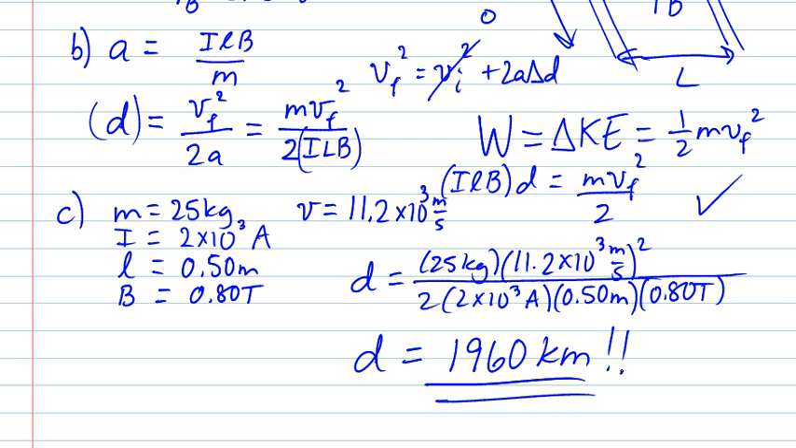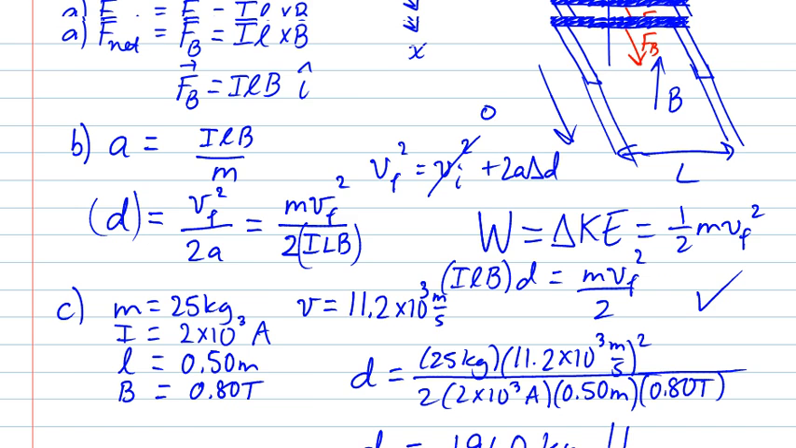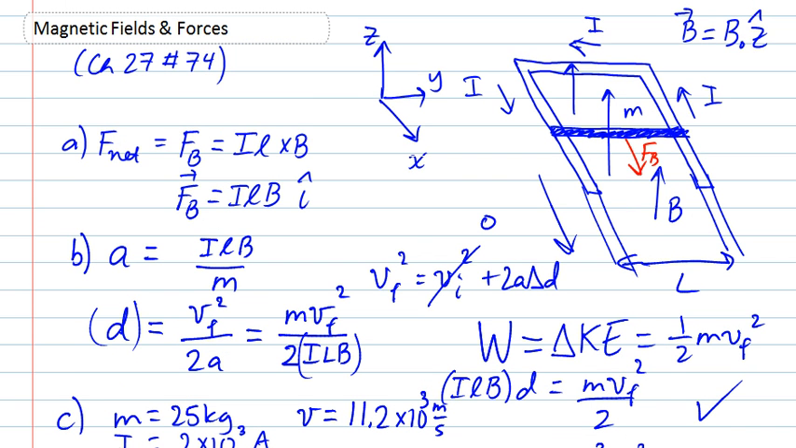So, in other words, just to launch a small object, 25 kilograms is not that much, into orbit or to escape the Earth's orbit, we're talking almost 2,000 kilometers. That's a sizable chunk of distance. But hopefully you see how to apply the rule for finding magnetic forces. We're using the right-hand rule here.